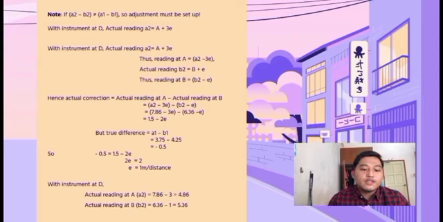With the instrument at D, the actual reading at A, A2, equals 7.86 minus 3 equals 4.86. The actual reading at B, B2, equals 6.36 minus 1 equals 5.36.